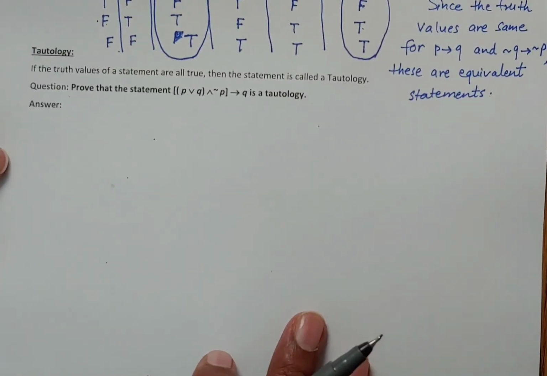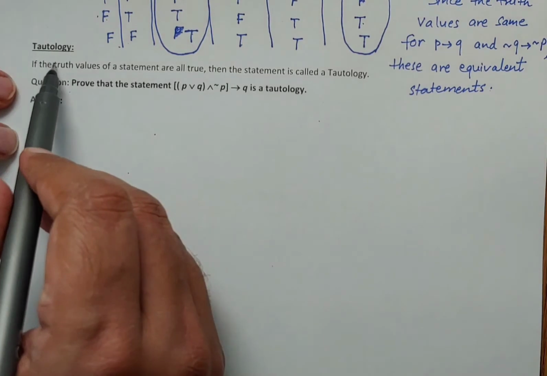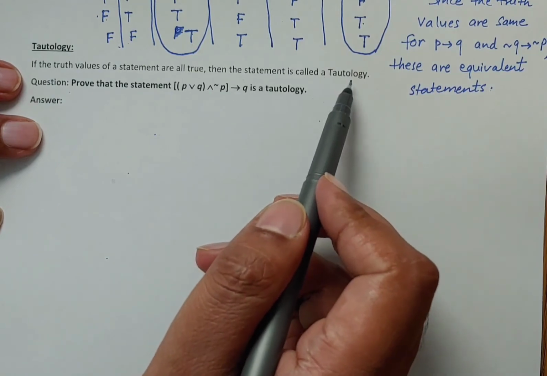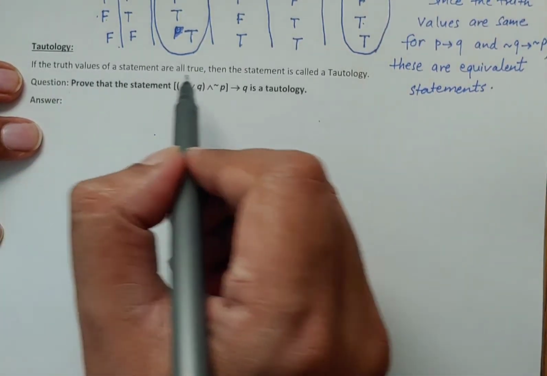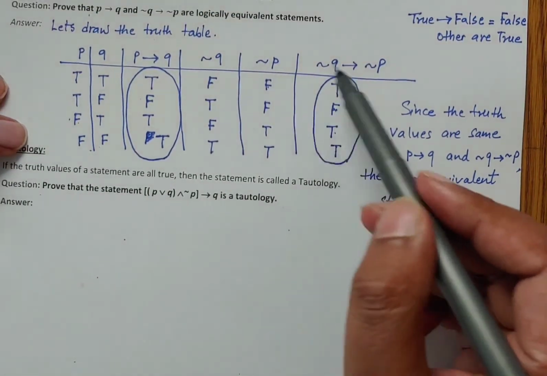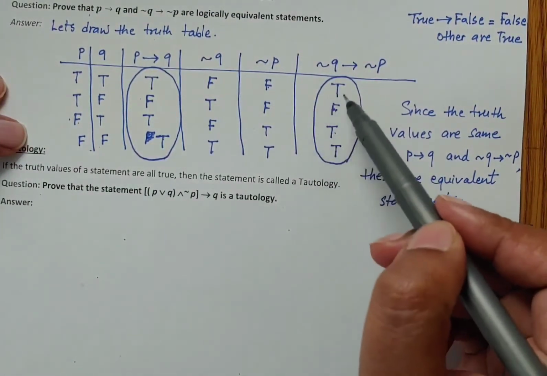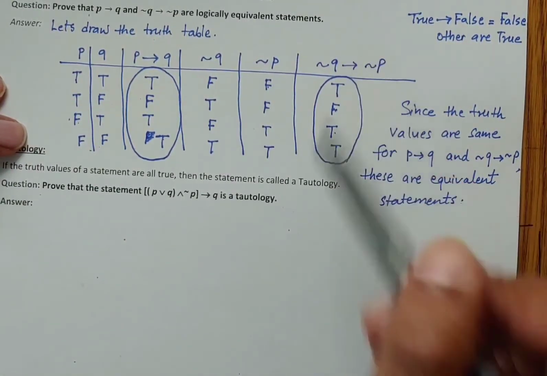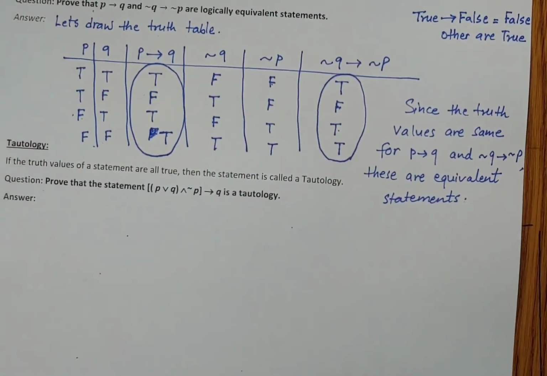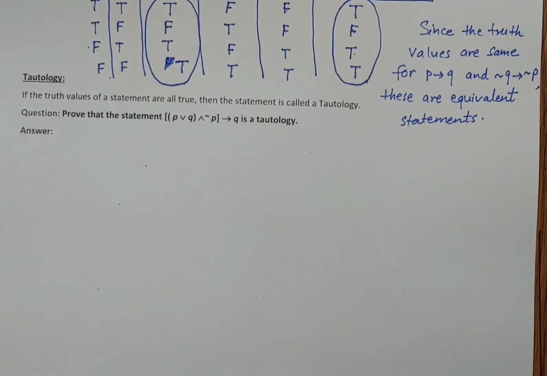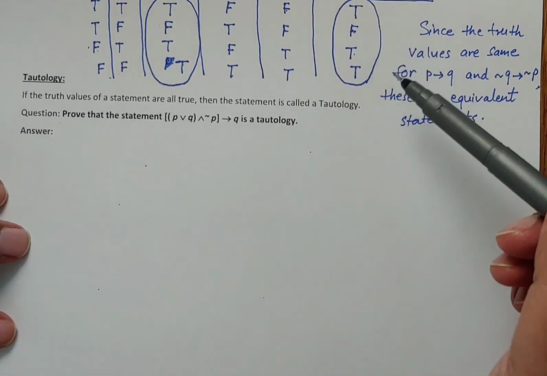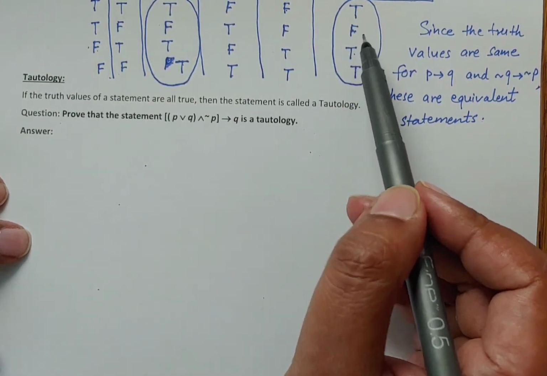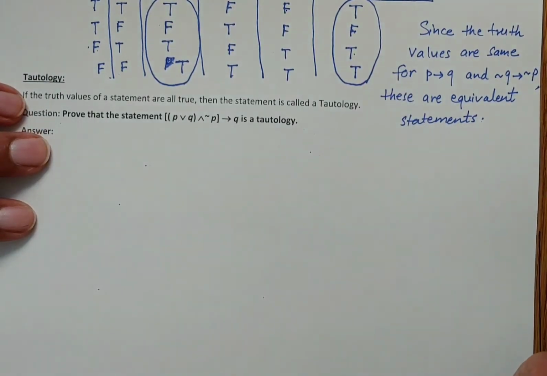Okay, now finally, tautology. Tautology: if the truth values of a statement are all true, then the statement is called a tautology. So what it says is, when you find a truth table like this one, if you have all true, like true, true, true, true, then that statement is called a tautology. We had one statement that we did before, which had all true, true, true, true. So that was a tautology. This is not a tautology because here is one false. So if you get all true, then it is a tautology.